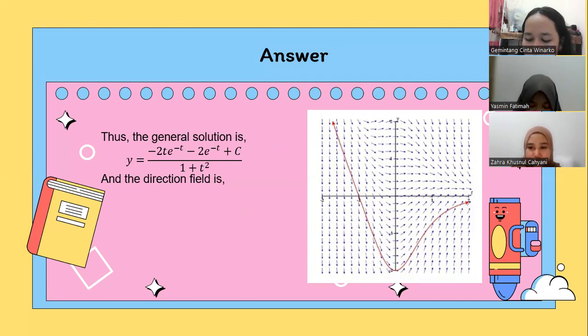This is the graphic image of the direction field obtained from the y prime or derivative of y. And you can see the direction there. The next will be presented by my friend Zahra.